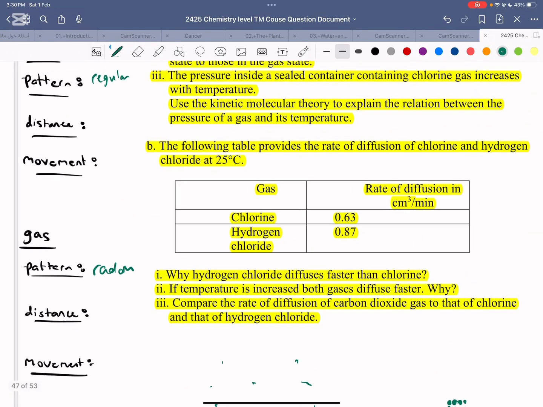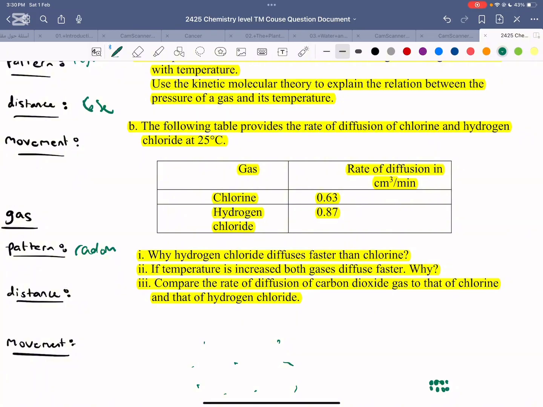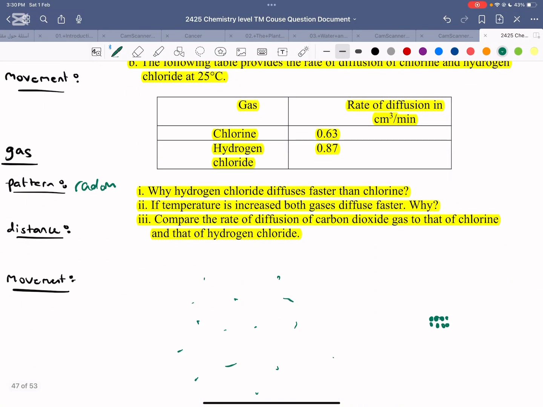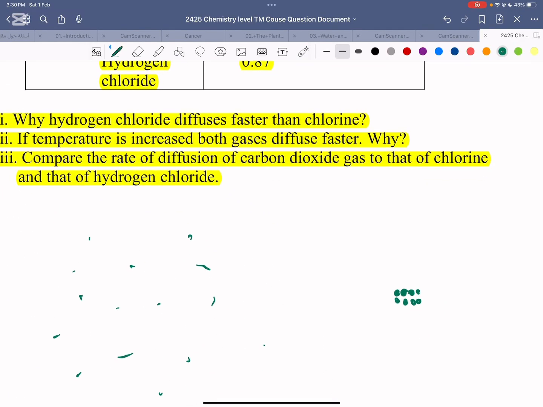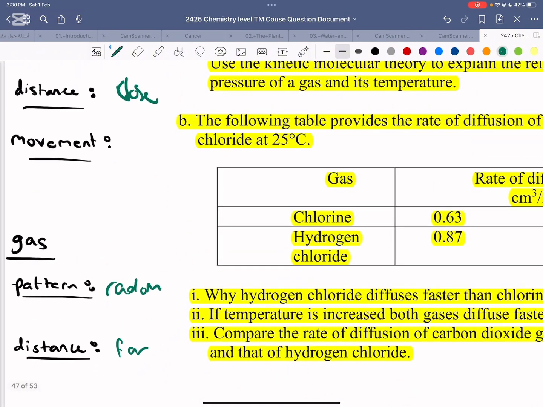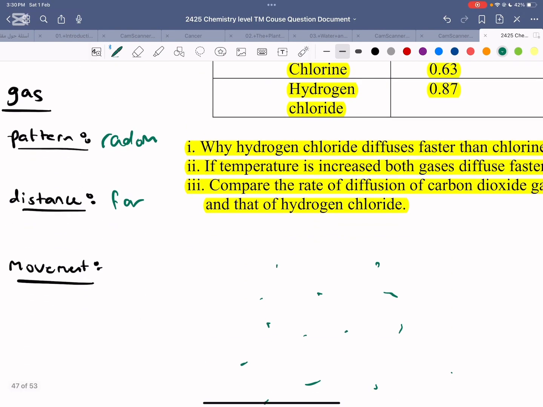Now we're going to look at the distance. They're going to be close, while in a gas, they're going to be far from each other. And finally, the movement here. How do molecules or particles move in a solid state? They just vibrate. Okay, because since they're all compacted together, they cannot really move. So you just see them vibrating in their place. So they vibrate in their fixed position, while in gases, of course, they're going to be freely moving.